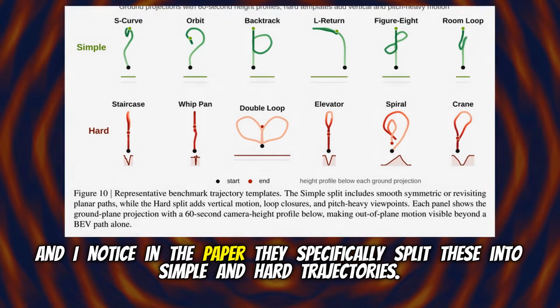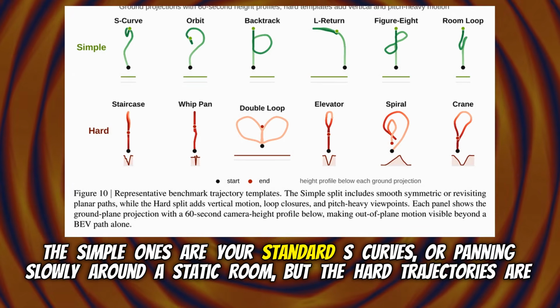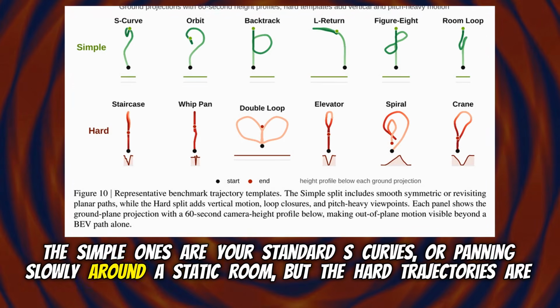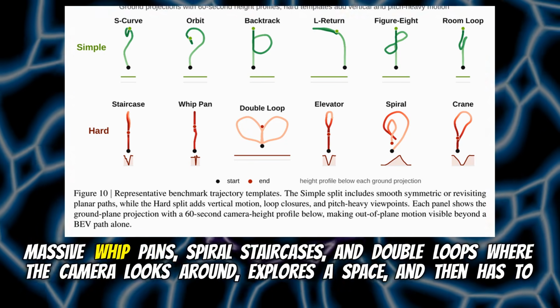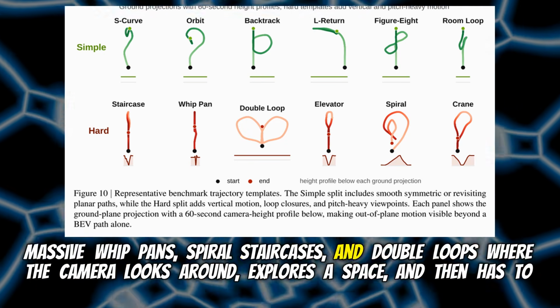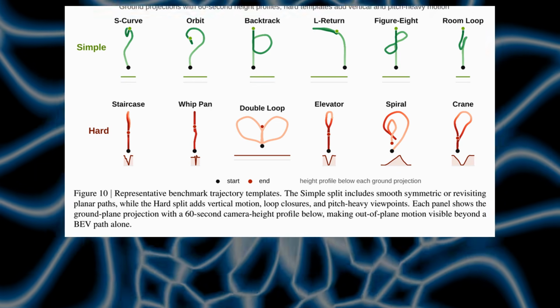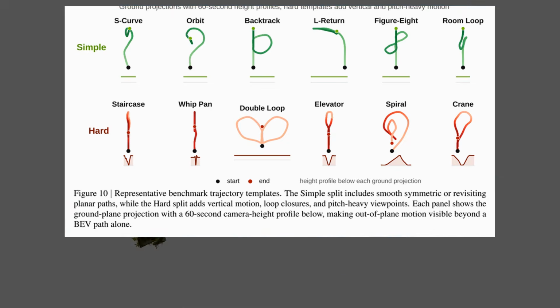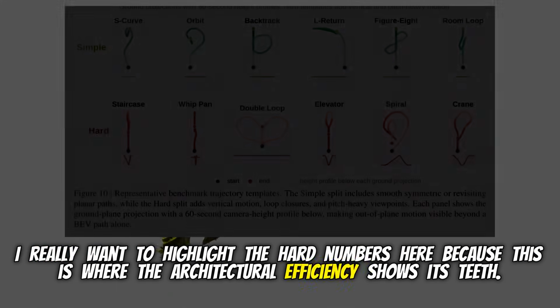And I noticed in the paper they specifically split these into simple and hard trajectories. The simple ones are your standard S-curves, or panning slowly around a static room, but the hard trajectories are brutal. Massive whip pans, spiral staircases, and double loops where the camera looks around, explores a space, and then has to actively cross its own path. I really want to highlight the hard numbers here because this is where the architectural efficiency shows its teeth.